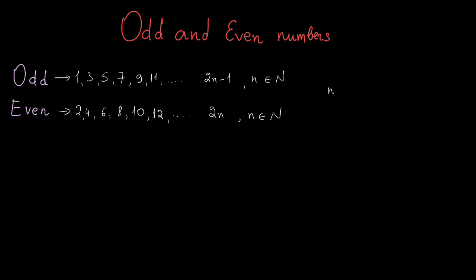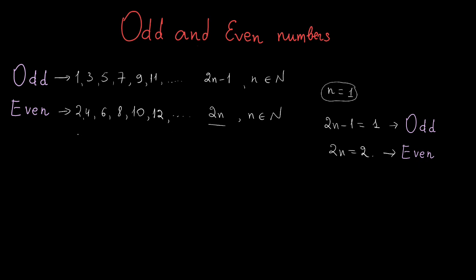For example, if we take n as 1, then 2n minus 1 will be equal to 1, and 2n will be equal to 2. Indeed, for any given natural number n, 2n minus 1 is an odd number and 2n is an even number. These are the odd and even natural numbers.